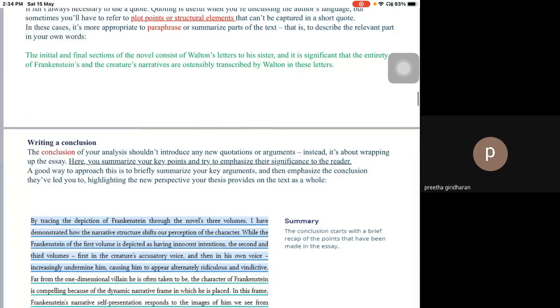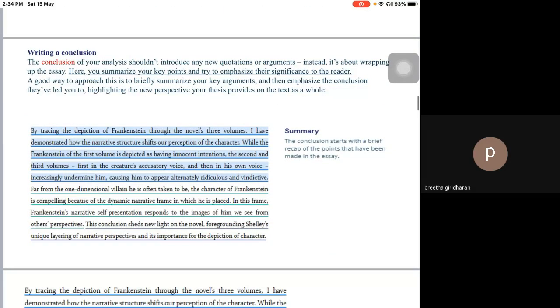Now, writing a conclusion. We talked about how to write a body paragraph, and then when we conclude, how do we do that? The conclusion of your analysis should not introduce any new quotations or arguments. Instead, it's about wrapping up the essay. Here, you summarize your key points and try to emphasize their significance to the reader. So we've said all that we want to say. Now, your final paragraph, which is a conclusion paragraph, we are not going to introduce any new topic or new quotations. We are just going to be re-emphasizing the key points that we have already made earlier.